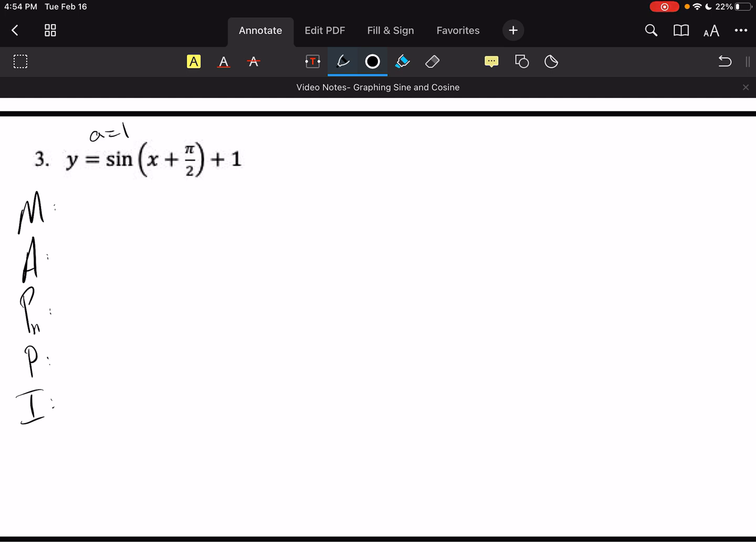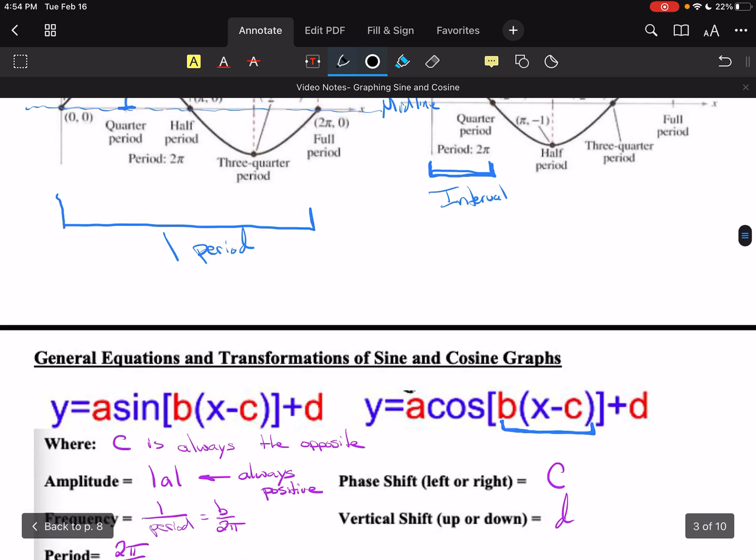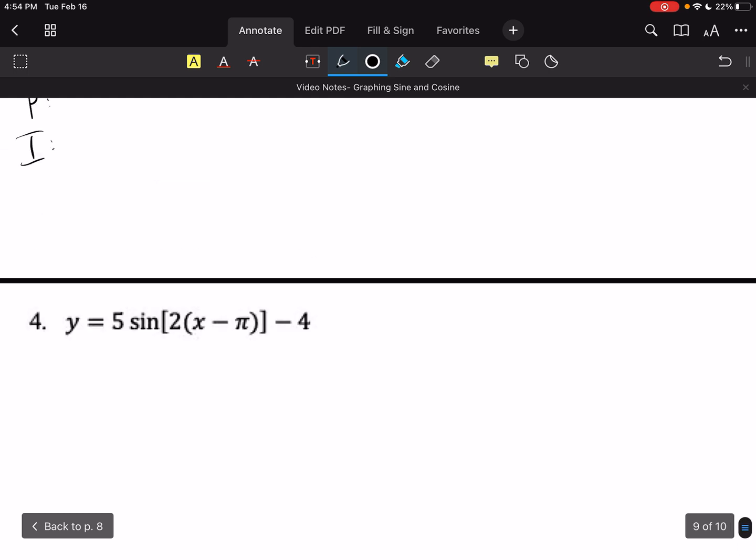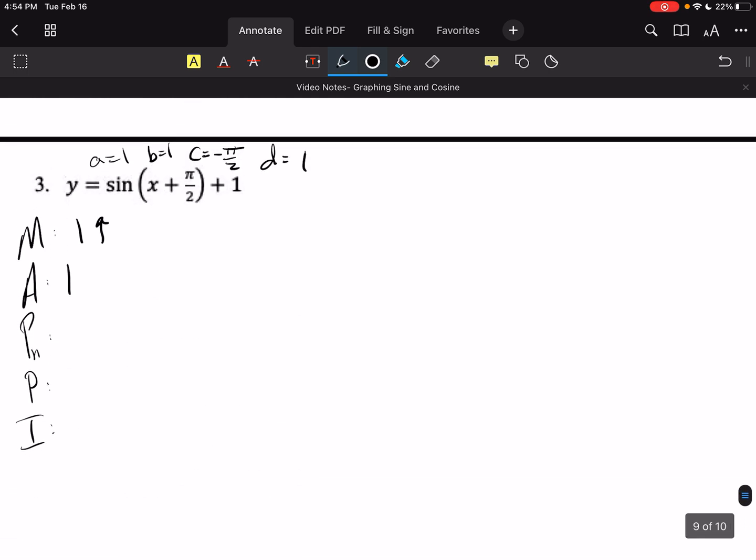A is 1, B is 1, C is -pi/2, D is +1. So my midline, my vertical shift, we're going up 1. Amplitude, +1. Now this time I do have a phase shift. Whoa. My phase shift is -pi/2. So we're going left, pi/2. Period, 2 pi over B. So that would just be 2 pi, and then my interval, divide that by 4.